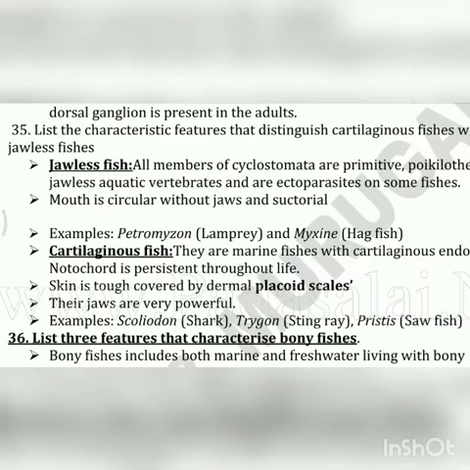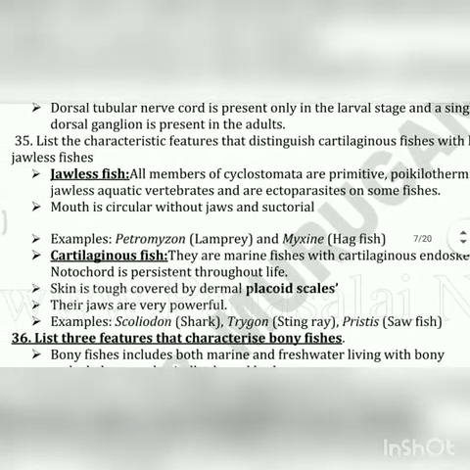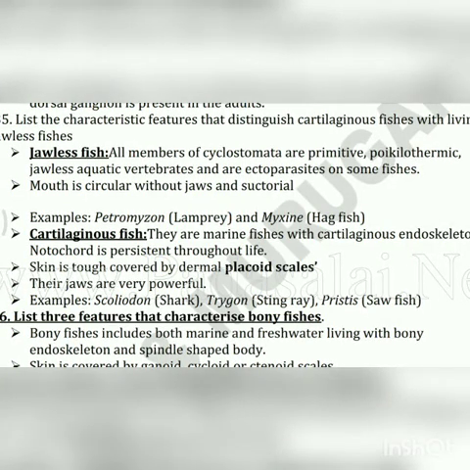Question number 35. List the characteristic features that distinguish cartilaginous fishes from living jawless fishes. Jawless fishes means members of cyclostomes. All members of cyclostomes are primitive, poikilothermic, jawless aquatic vertebrates and are ectoparasites on some fishes. Ecto means outer. They are attached to the other animals externally. The mouth is circular without jaws and they are suctorial. They can suck the food from the other animals, that is the host. Examples are Petromyzon and Myxine.